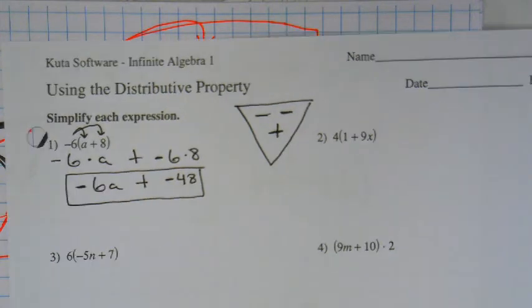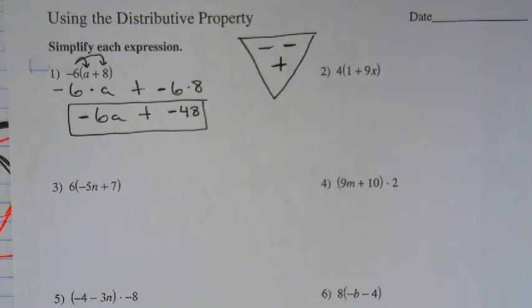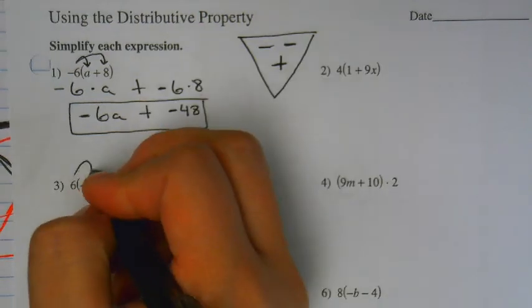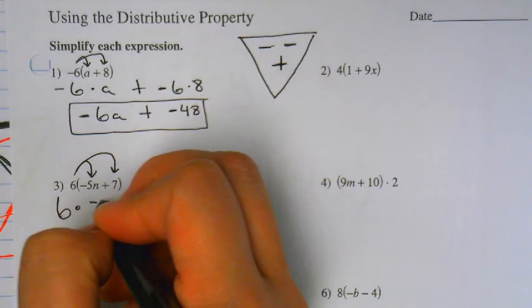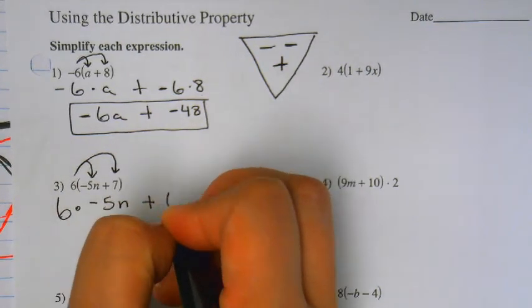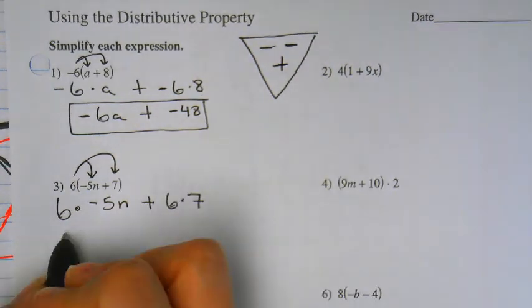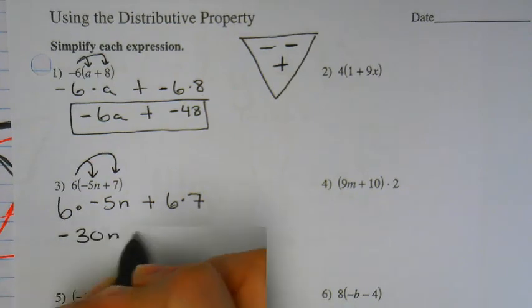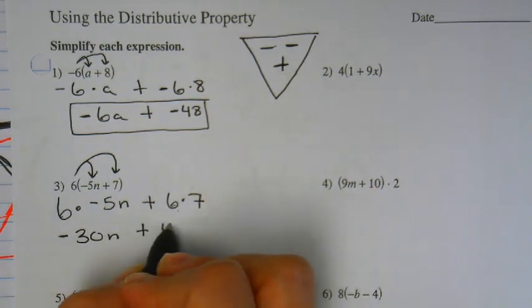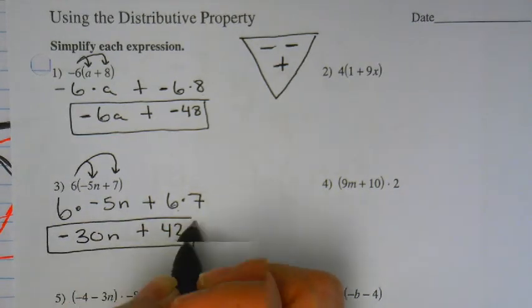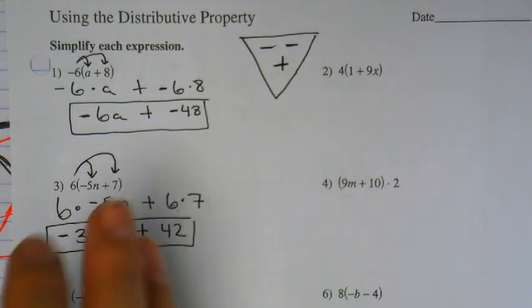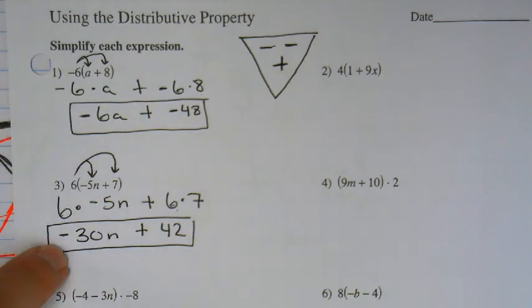I'll do number 3 going down. Okay, Eddie, I need you to be on task. We're on this. I already did 2 problems for you. You need to stay with us.